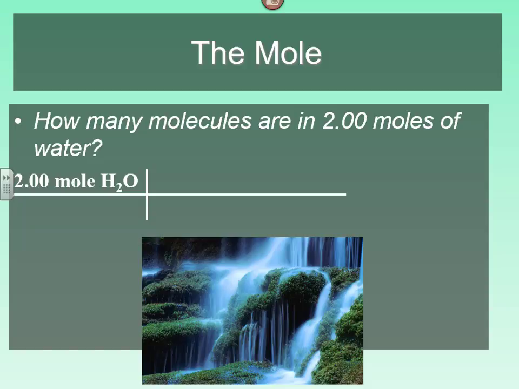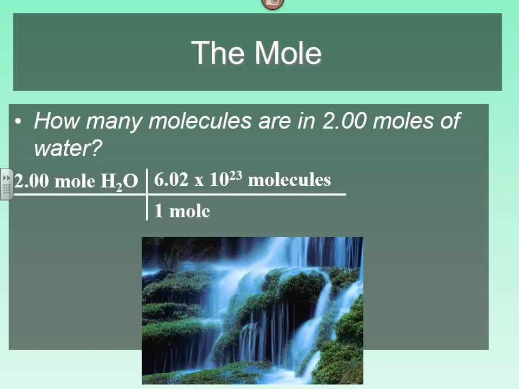We need to cancel the moles because that's not what we want our answer in. So where do they have to go next? Diagonal on the bottom. How many things are in a mole? 6.02 times 10 to the 23rd. And again, it does not matter what those things are. So there are 6.02 times 10 to the 23rd molecules in 1 mole.